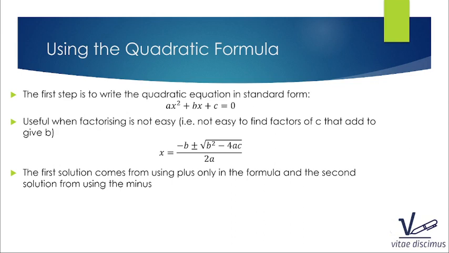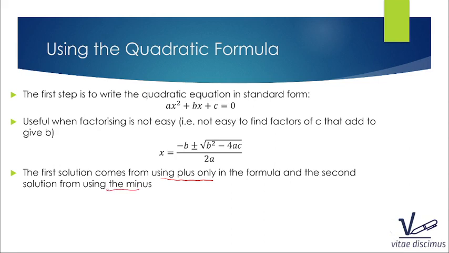The quadratic formula is useful when factorizing is not easy, that is, when it's not easy to find factors of c that add up to give b. Compared to factorizing it's a longer method in terms of time, but if factorizing is challenging, then it's better to use this way. As expected, there are typically two solutions. The first solution comes from using only the plus where we have plus or minus, and the second solution comes from using the minus in the formula.